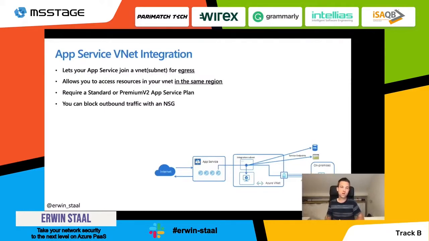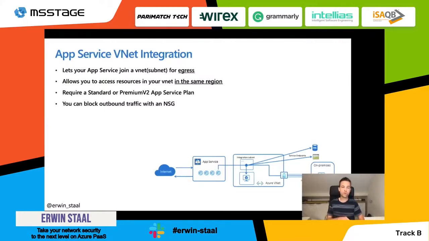That VNet integration allows your app servers to join a virtual network, or actually a subnet within a virtual network, and it will then use that virtual network, those IP addresses, for its outgoing traffic. So that's important to know. There's no traffic coming through your subnet into your app service. That's still going over public addresses, etc. It's just for outgoing traffic. And it then allows you to access resources in your VNet within the same region.